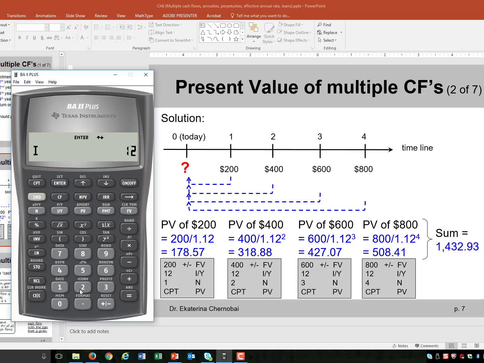You press 12, enter, right? You don't press IY because the calculator already tells you that that's going to be your interest rate. So you just press 12 and then enter, which is what I did. And then press the down arrow key and then press compute. $1,432.93, just like on the slide.